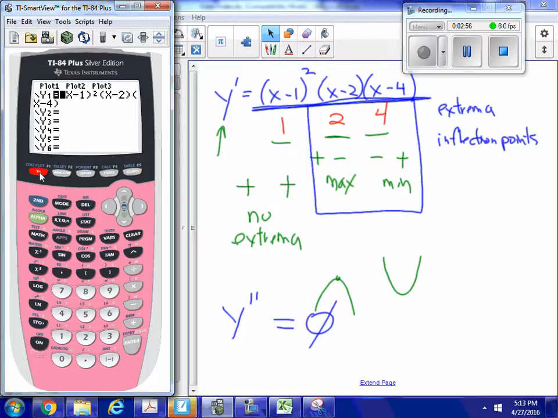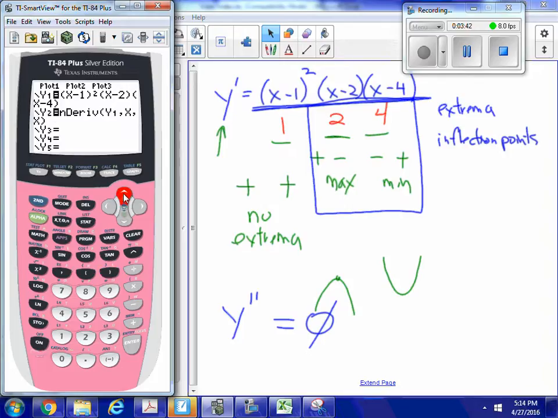So I'm going to go to Y equals, and in Y2, I'm going to use the function Alpha F2, number 3, my nDeriv function. That's a function of the calculator. And I want to find the derivative of the function that's in Y1. The function that's in Y1 is my first derivative. If I find the derivative of that, it's going to be my second derivative. So I go Alpha F4 Y1, and I put a comma, and I want to find it for x with respect to x. And I close that out.